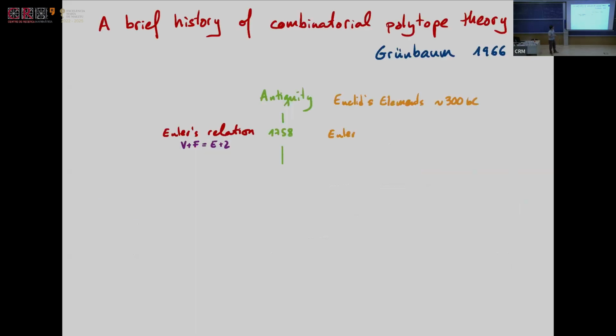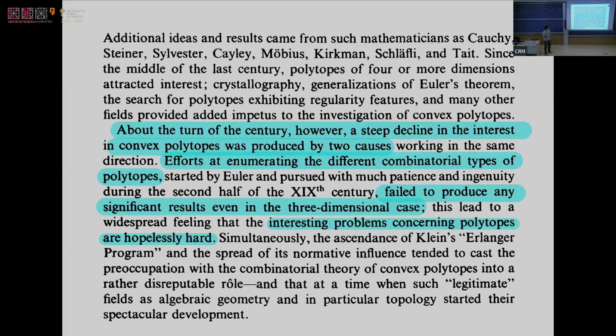Okay? So this is my summary of this preface. It starts with antiquity, and then we have Euler's relation. And then there was some work. He mentions Cauchy, Steiner, Sylvester, Cayley, Mobius, Kirkman, Schläfli, and Teit. And says, however, about the turn of the century, there was a decline in the interest of convex polytopes.